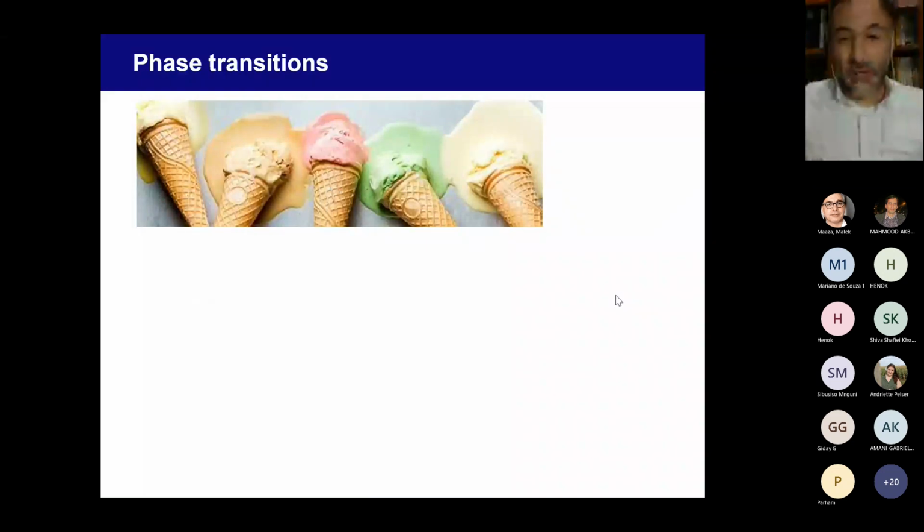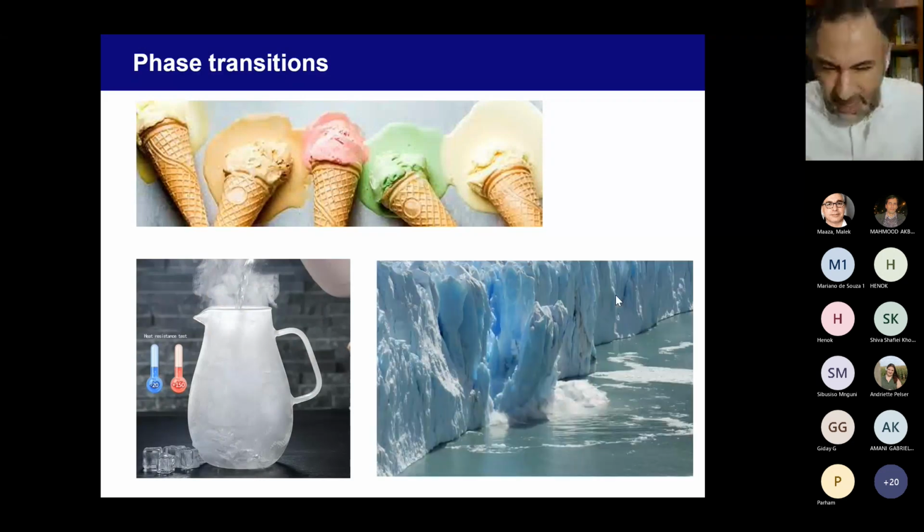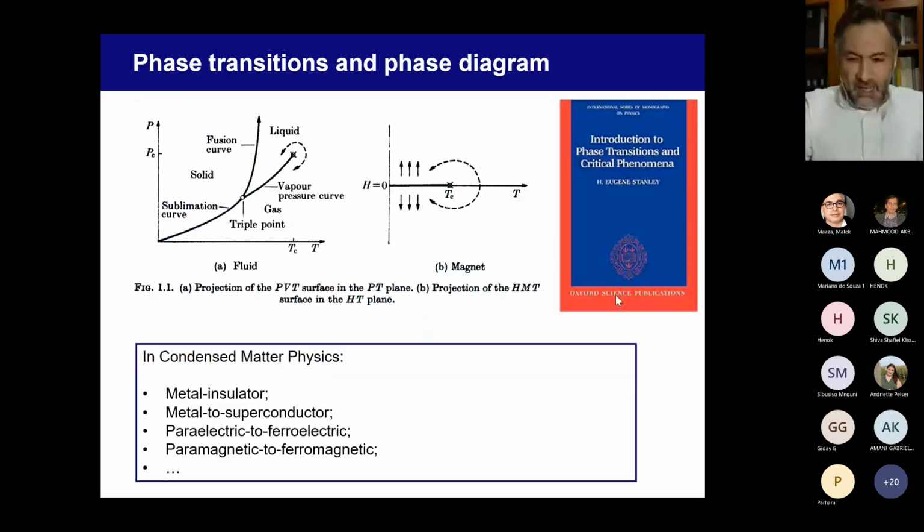Phase transitions are well known from our daily life. Now I come to phase transitions. You know the melting of ice, the boiling of water, also in the Alps, you know these pictures. Then to quantify these phenomena, we need thermodynamics. And here I refer to the canonical book by Eugene Stanley. Essentially, you have here a pressure, temperature phase diagram. You have here the various lines, solid, gas, and liquid, which are separated by distinct phase transition lines.